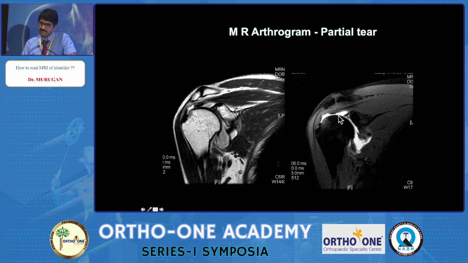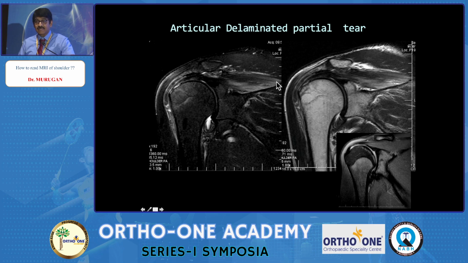But the contrast remains within the. So this is a high-grade partial thickness articular surface tear, not a full thickness tear. And delaminated tear, this is where the difficulty is, especially when it is a chronic delaminated tear. What happens is sometimes the fibrous tissue goes underneath the tendon and it will look, apparently it will be continuous.